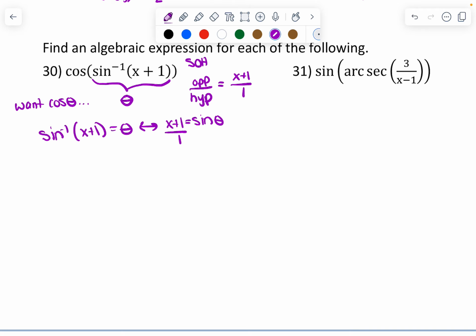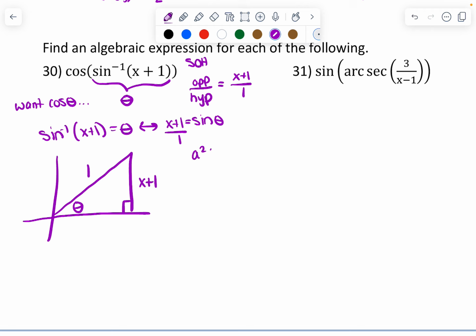Now, for these algebraic expressions, they will always be in quadrant 1. The reason being that the variable x, whatever quadrant we end up in, will adjust to match that quadrant. So we just start in quadrant 1 and then we don't do anything more with these algebraic expressions. However, it helps us solve for the values based on what that algebraic expression is. All right, so I have opposite, which is x plus 1, and then my hypotenuse is 1. So I need my adjacent side.